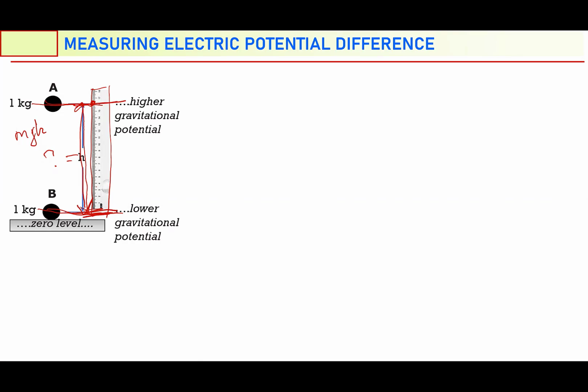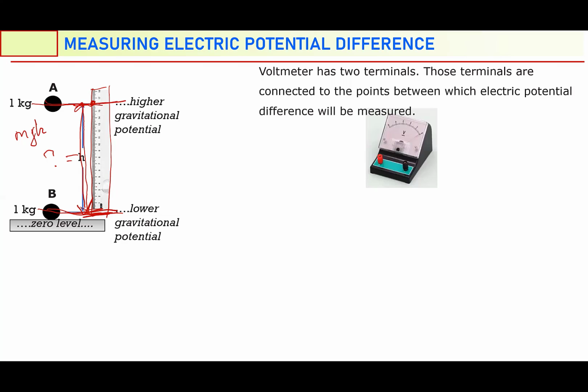Measuring electric potential difference is no different than measuring the gravitational potential difference. So, as I said, electric potential difference is measured by using a voltmeter. A voltmeter has two terminals. One terminal is represented by red, which is the positive terminal. The other terminal is represented by black, which is the negative terminal. These two terminals of the voltmeter must be connected across the points between which we are going to measure the potential difference.